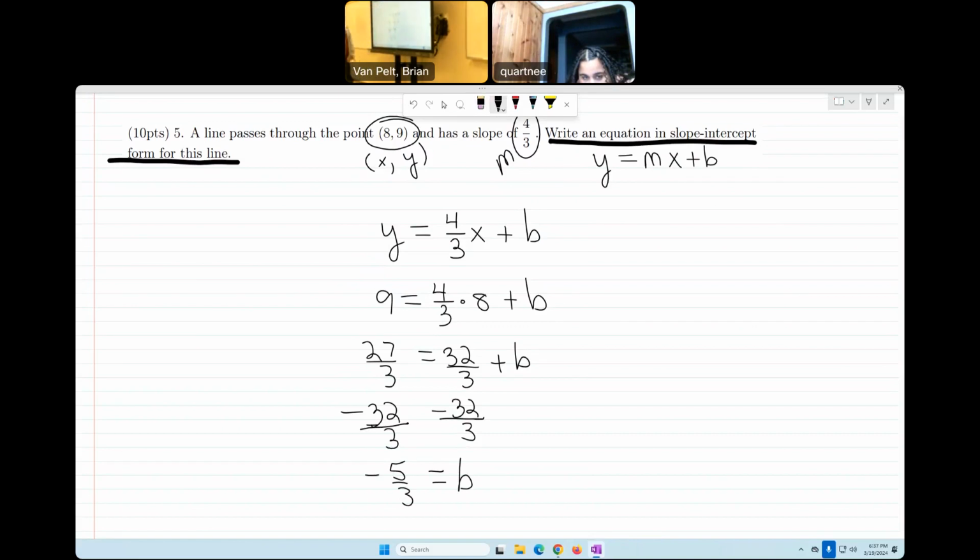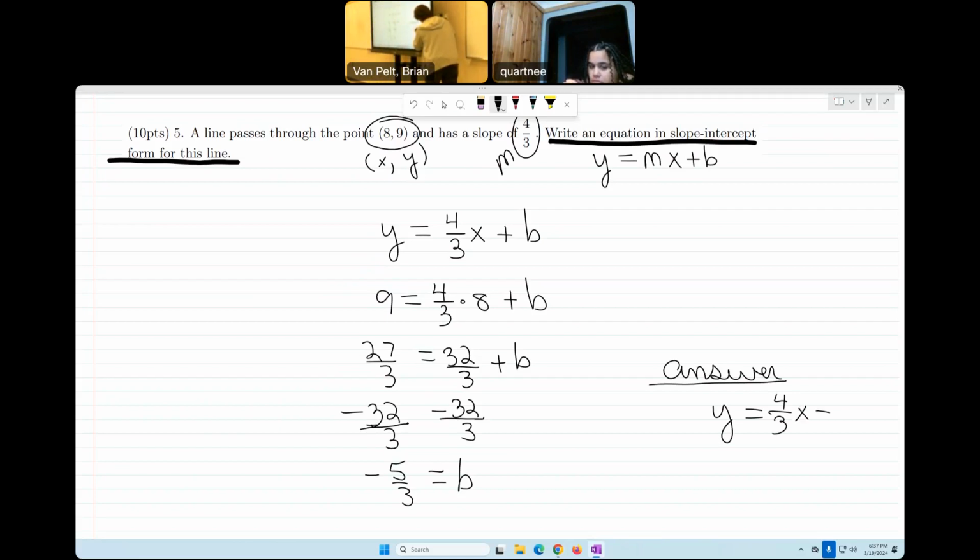Okay, now we've got b equals negative 5 thirds. So what's our final answer? Remember, your answer has to look like this up here. Do we just fill in the whole thing? Yeah. y equals what? I'm ready for you to tell me. Still 4 thirds x plus negative 5 over 3. And minus 1 thirds of work. Yeah, that one's going to be the hardest one.